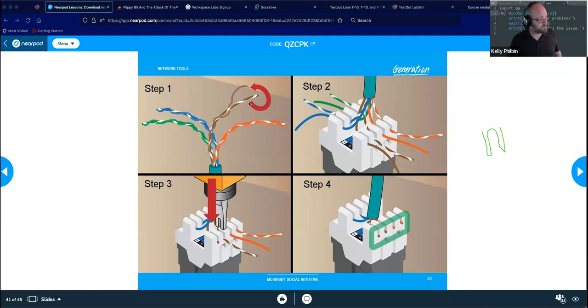So basic layout. You untwist the wires, place them in properly, punch them down, cut them off, and then the wires are flush on the outlet block.